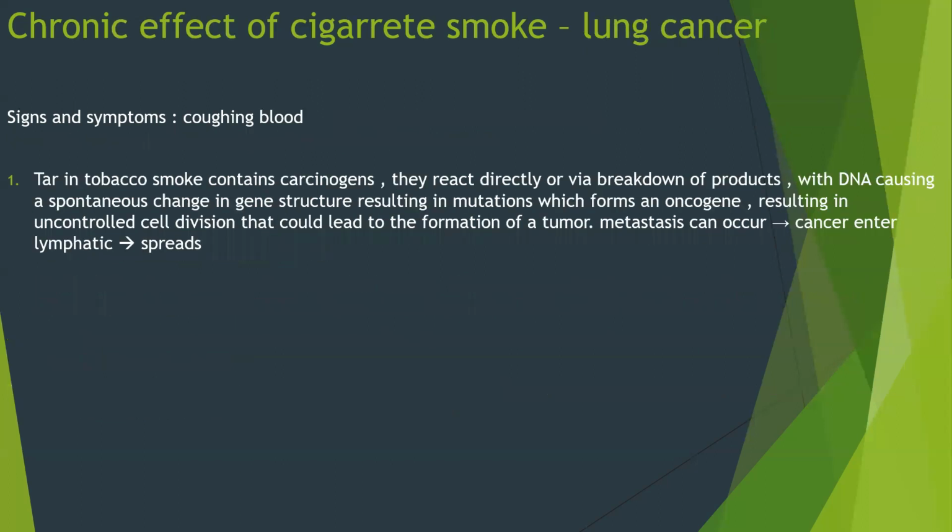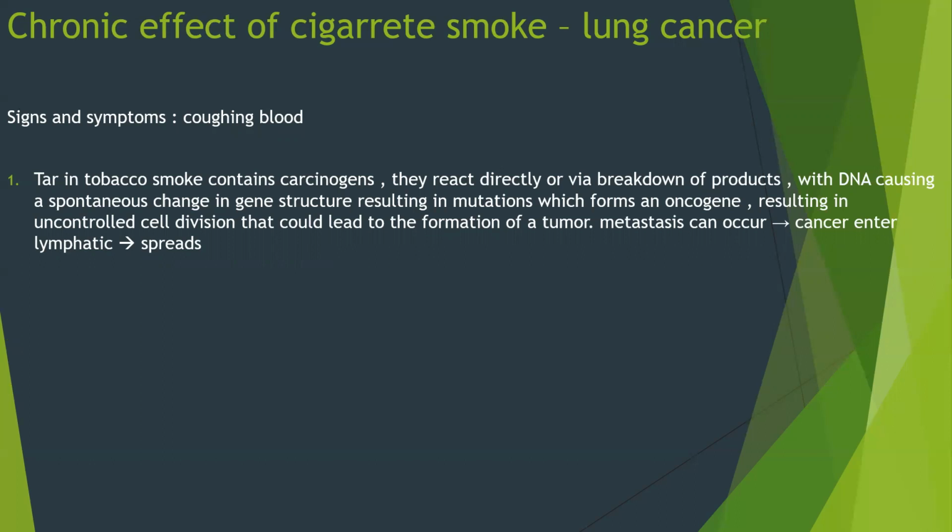So lung cancer. So we already talked about cancer under one of the previous chapters. So the symptoms of this is usually coughing blood, and this is also because of tar, because tar contains carcinogens, and we know carcinogens are cancer-causing agents. So they react directly or via breakdown products with the DNA, and if they react with the DNA, which causes a change in gene structure, and usually it's a spontaneous change, and a spontaneous change in gene structure, we know that it's known as a mutation, and this can result in something which we know as an oncogene.